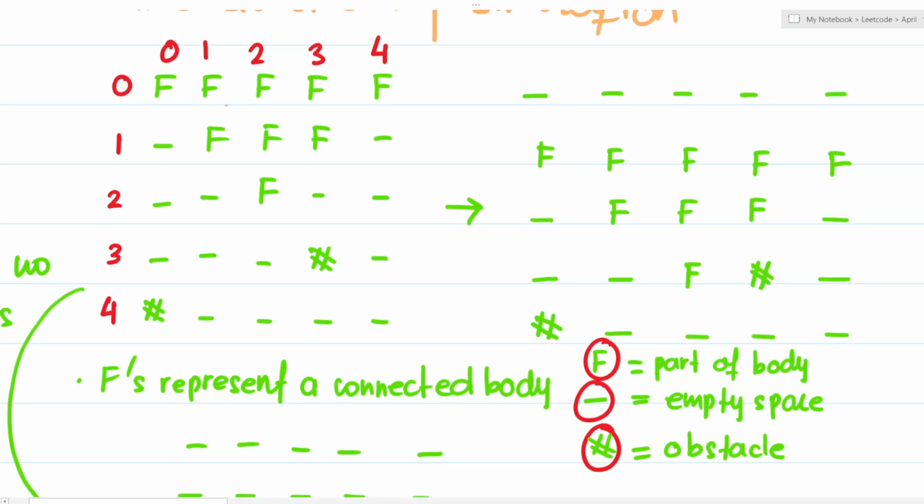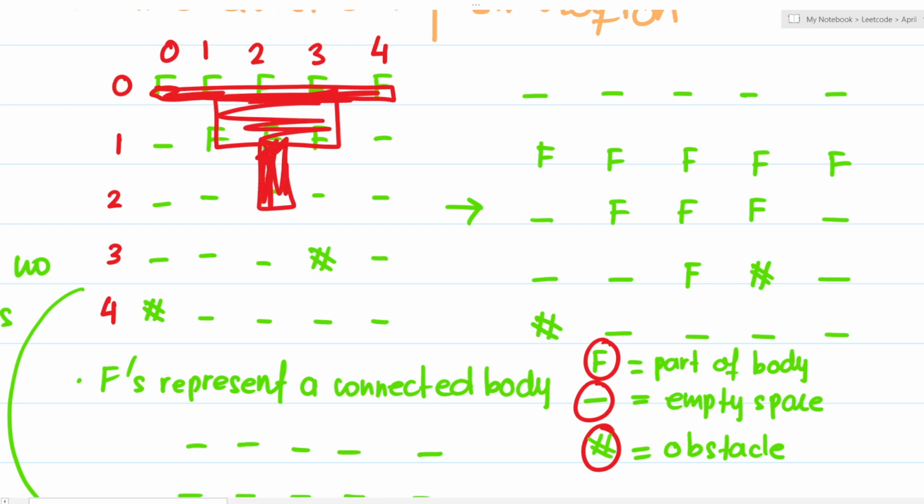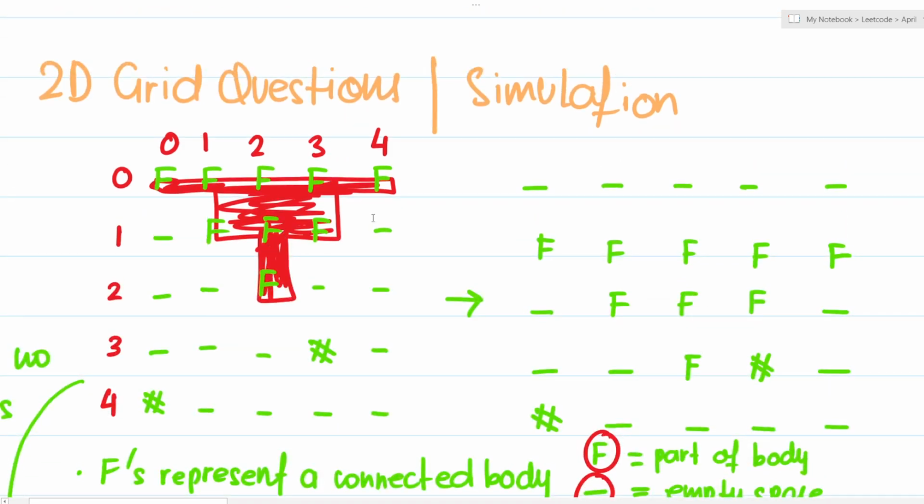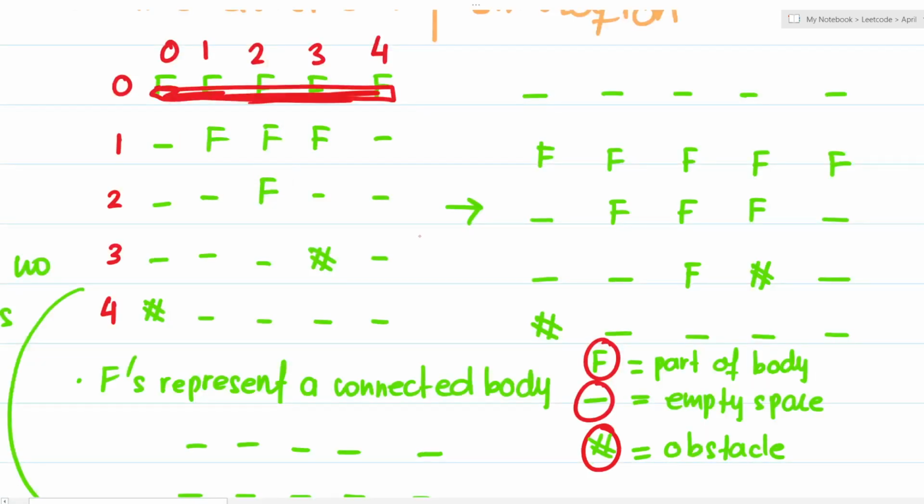F is basically a connected body. So, you have like this sort of a connected body. Okay, this sort of a connected body. And the problem said that what's going to happen is that this particular body is going to fall down under the effect of gravity. Okay, so the F's basically represent a body, right? So the F's basically represent a body and they're falling down under the effect of gravity, right?